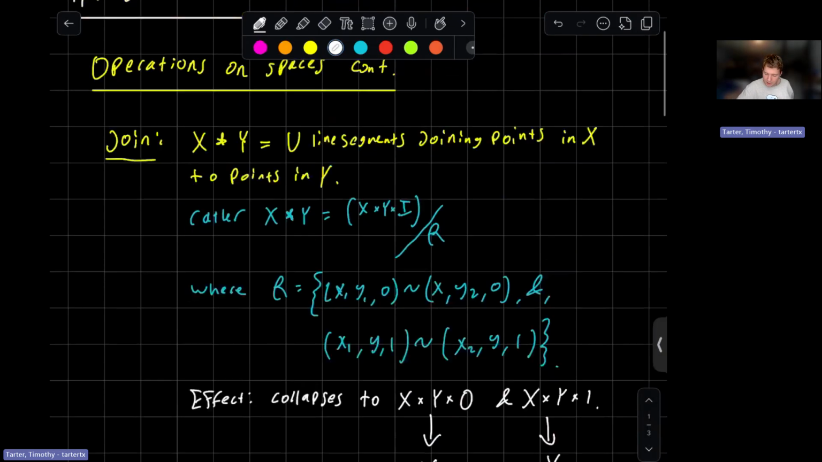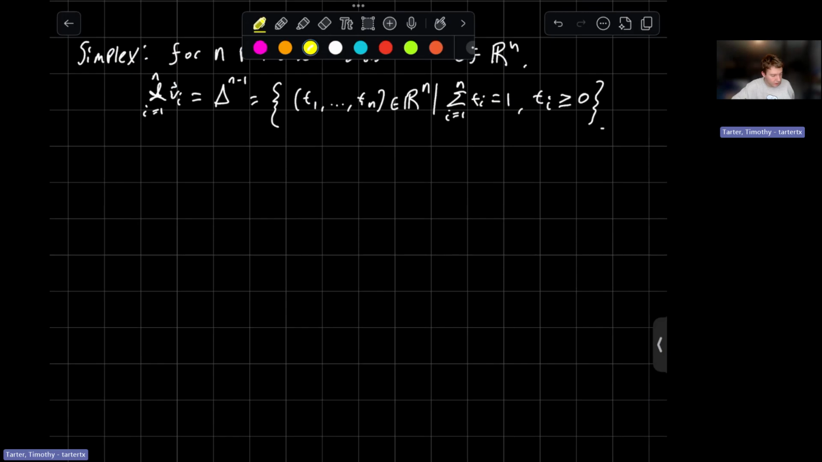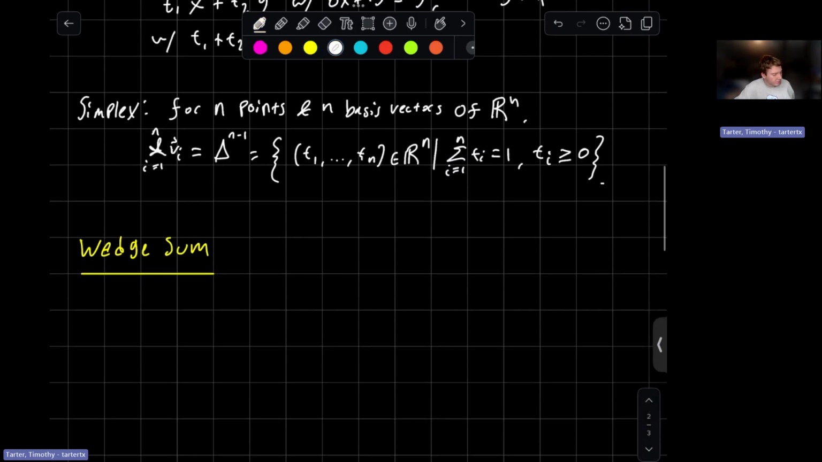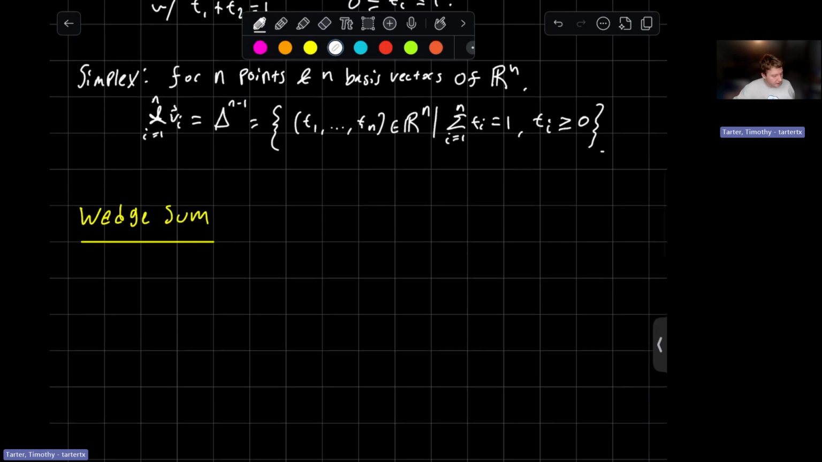So the next operation on spaces is called the wedge sum. And for Jorge and Zach specifically, I think this is something that we've talked about at the very end of our topology class.